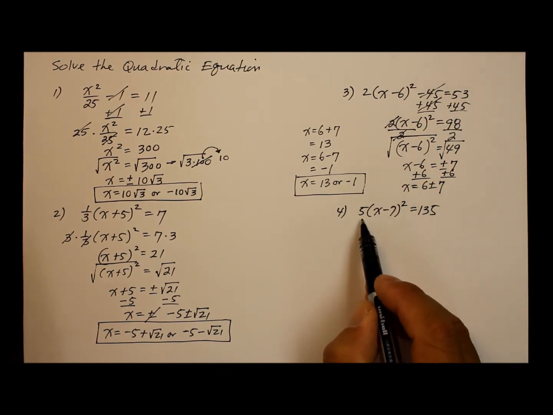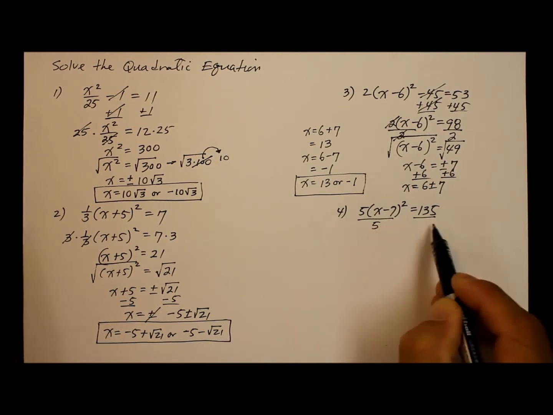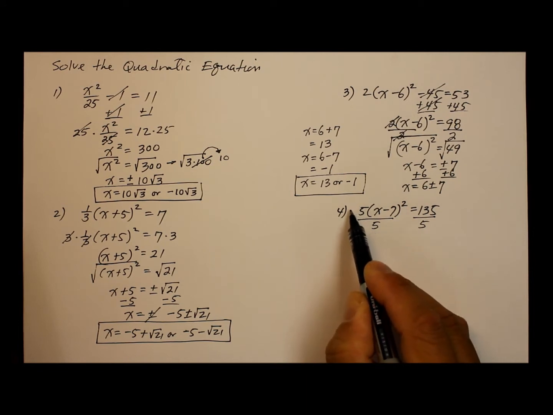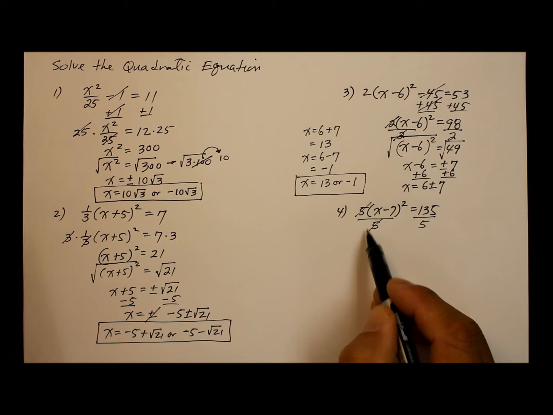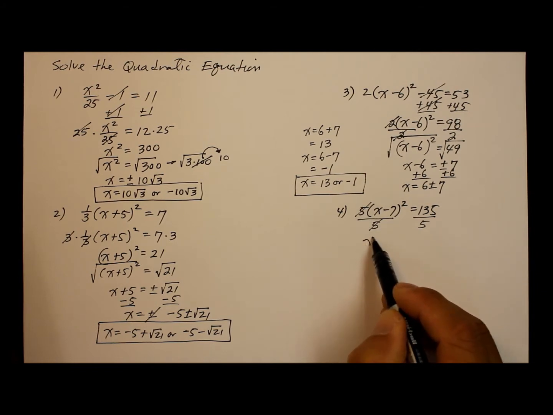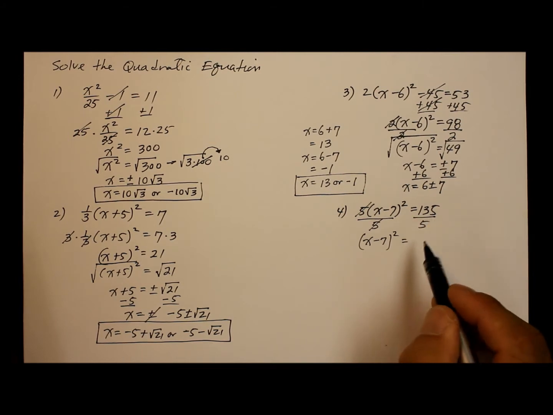So I have to think about getting rid of the 5. So you could divide the 5 to both sides of the equation, or multiply the reciprocal, which is 1/5. In this case, 5 simplifies out, becoming 1 times the quantity of x minus 7 squared. And 5 goes into 135, let's see, 27.